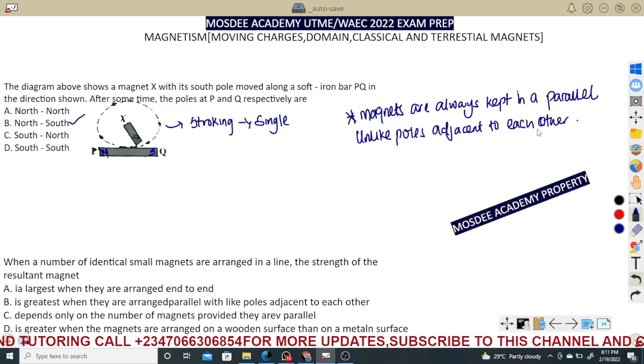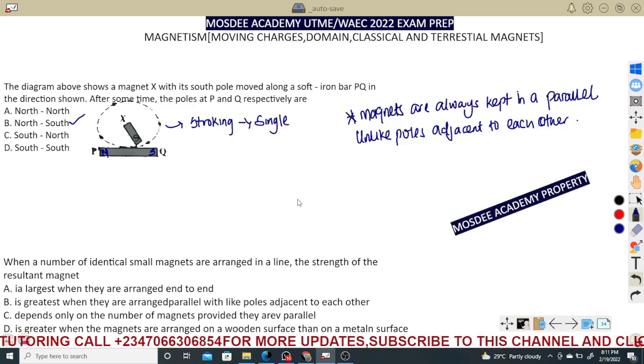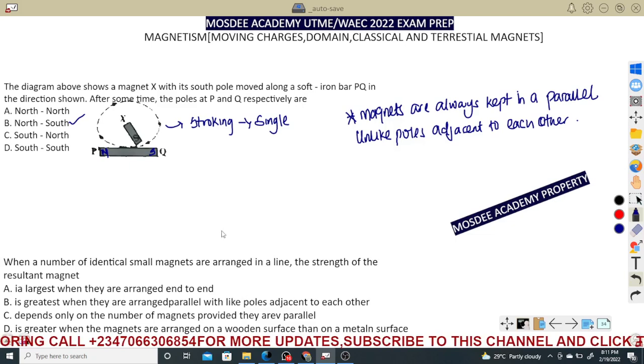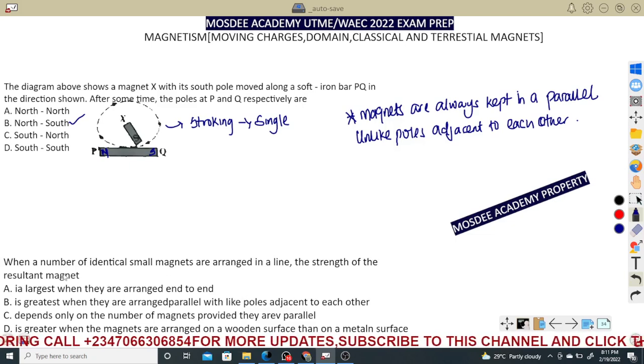We always try to make sure that their magnetism is not lost. By doing that, we make sure their ends are kept parallel to each other in such a way that unlike poles are adjacent. You can see the poles here are not the same. That is the way we arrange magnets. So always keep that at the back of your mind, my dear friend. It's very important for you to have that. Look at the next question.